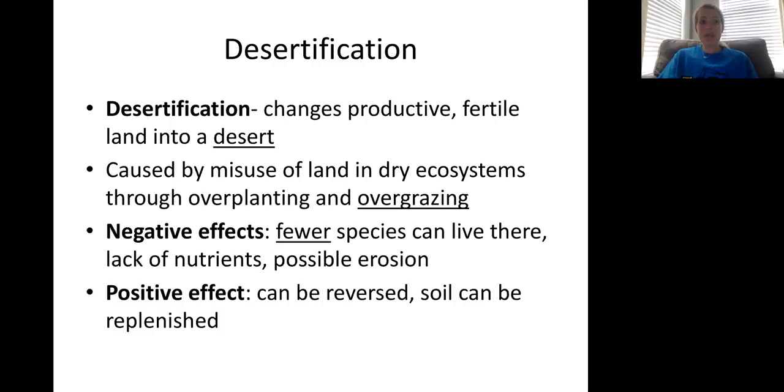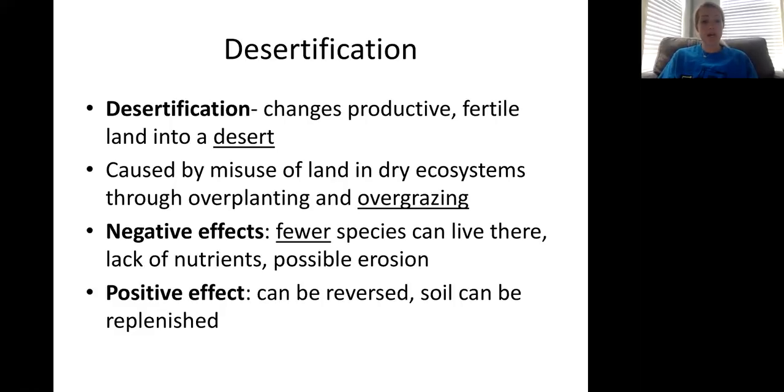So the problem, when we have desertification, when we turn this productive, fertile land into desert, is there are fewer species that can live there. There's lack of nutrients and possible erosion. So we have to make sure that we do not let our productive fertile lands dry out and go into desert land, because more species is going to be a better environment. Lack of nutrients is never good for an environment.